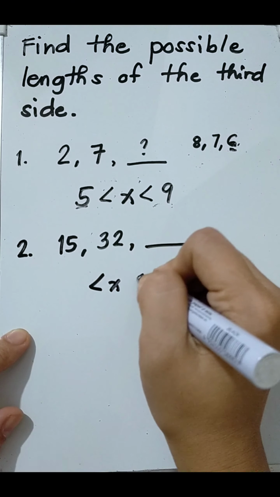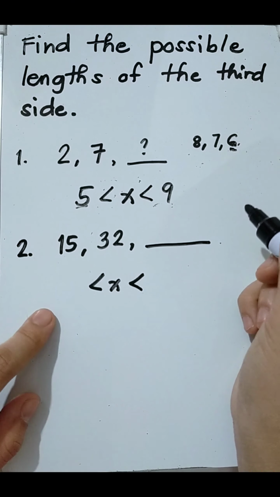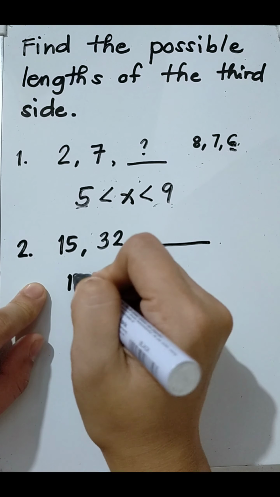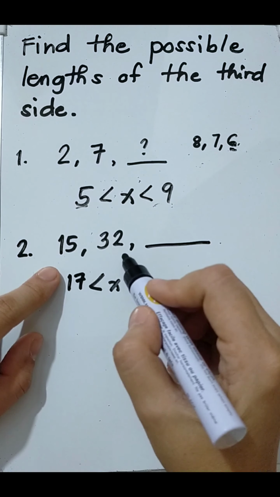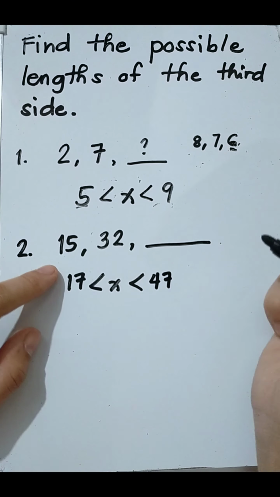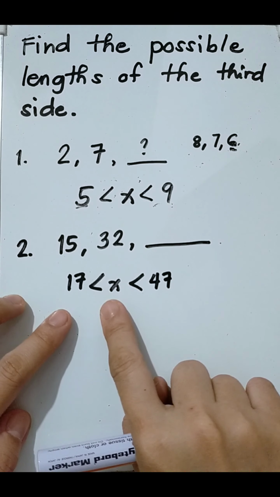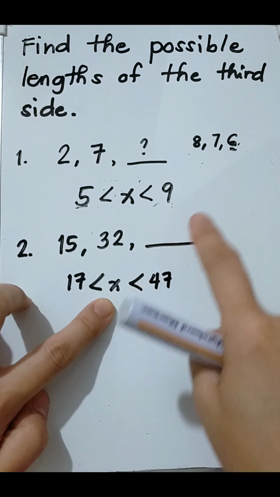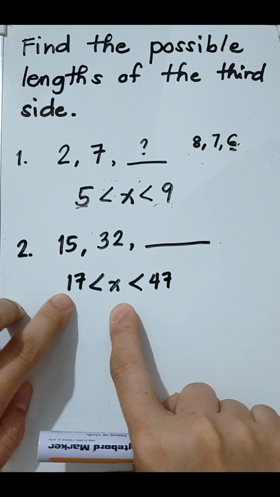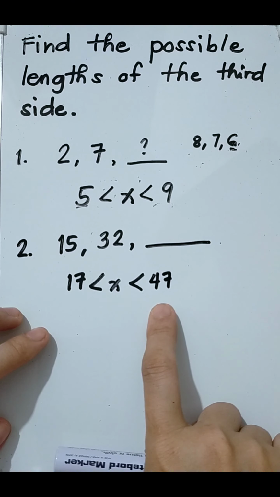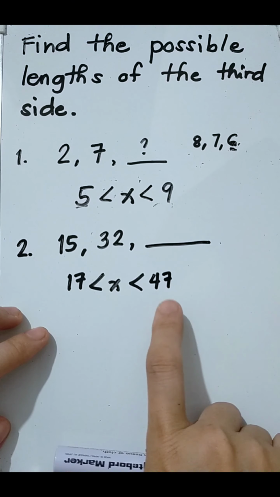So, lagyan na natin yan ng ganyan. Okay? So, 32 minus 15 is 17. And then, 15 plus 32 is 47. So, kung i-interpret ulit natin yan, ibig sabihin, yung values nito, possible lengths, should be greater than 17 but less than 47. Ma'am, pwede po ba yung 46.5? Pwede, kasi it is still less than 47.